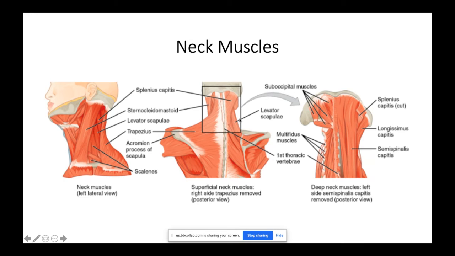Okay, so I just wanted you to get a little bit oriented here. You have the trapezius that's superficial. If we cut that away, you can see splenius capitis, and again you'd have them on both sides of the vertebrae. Then if we cut these away, what's deeper to that are these suboccipital muscles.